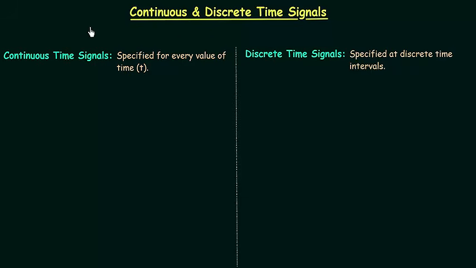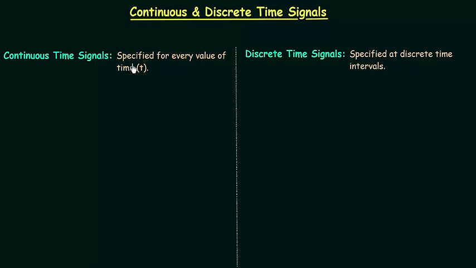In this lecture, we will discuss continuous and discrete time signals. We can broadly classify signals into two types. The first one is continuous time signals and the second one is discrete time signals. We will start our discussion with continuous time signals.